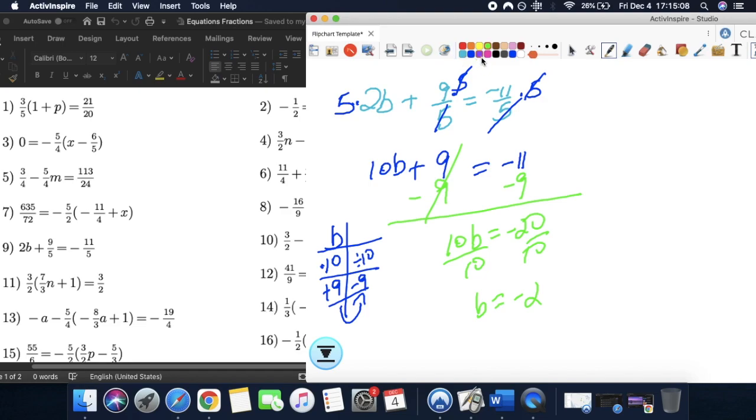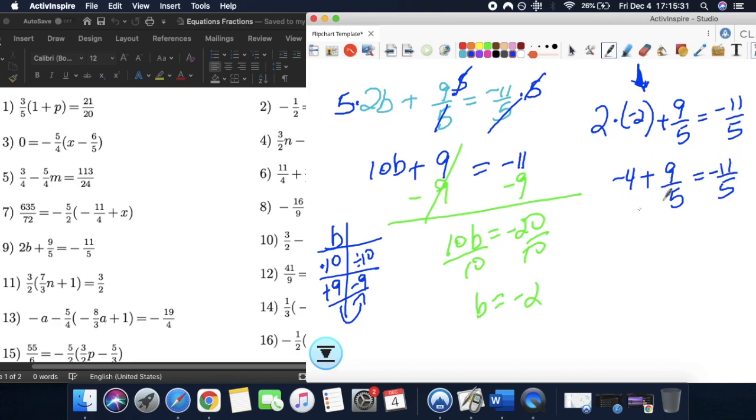Okay, so that one was nice and easy. And then let's substitute. So my original equation is 2 times b, which is negative 2, plus 9 over 5 equals negative 11 over 5. Okay, so this is why my substitution was right here. So negative 4 plus 9 over 5 equals negative 11 over 5.